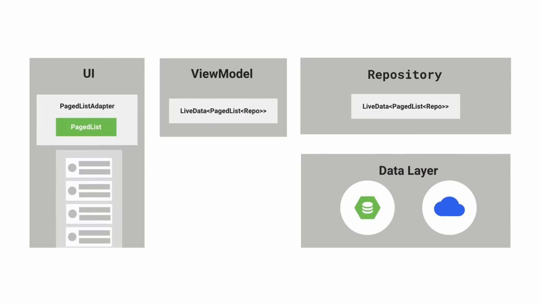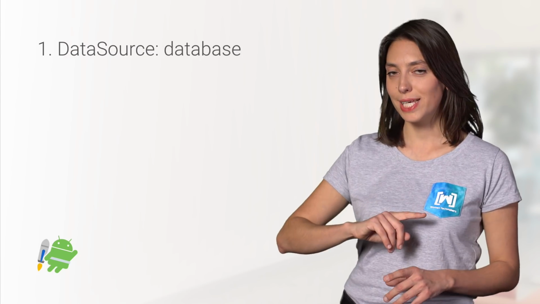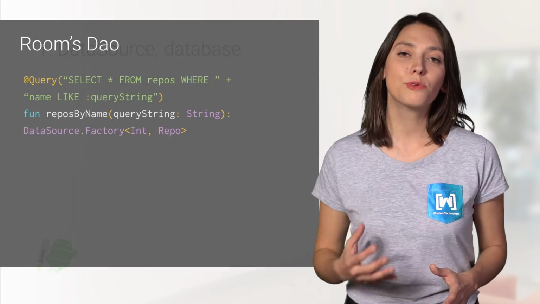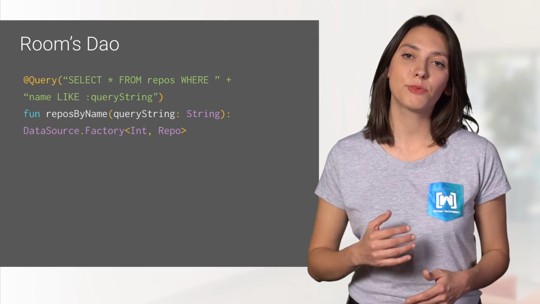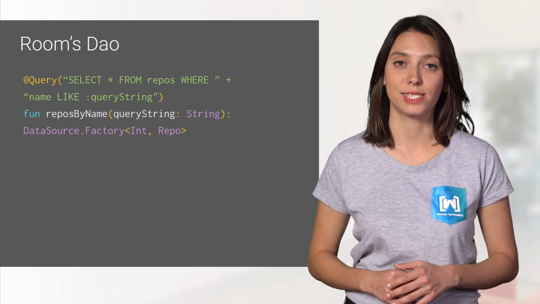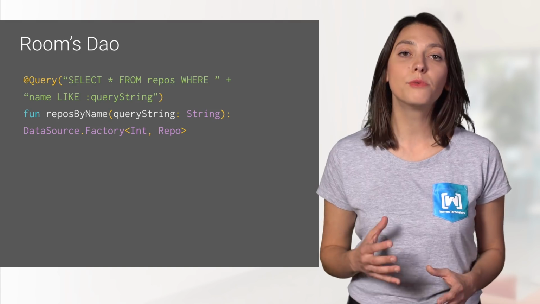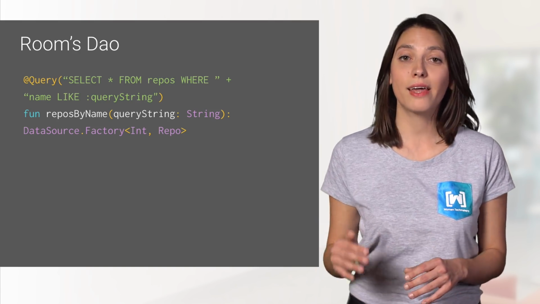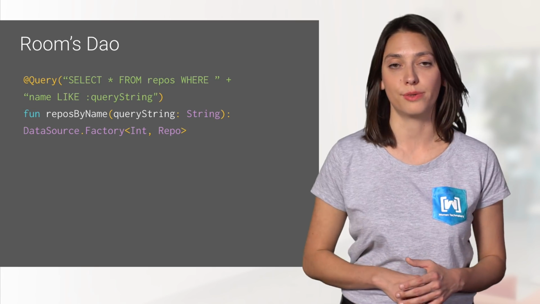Let's take a look at some common scenarios of loading data from a database or a Retrofit-based network source and see how the paging library helps. So first case, let's say that the database is your data source. The Room Persistence library provides native support for paging library data sources. For a given query, Room allows you to return a data source factory from the DAO and handles the implementation of the data source for you.